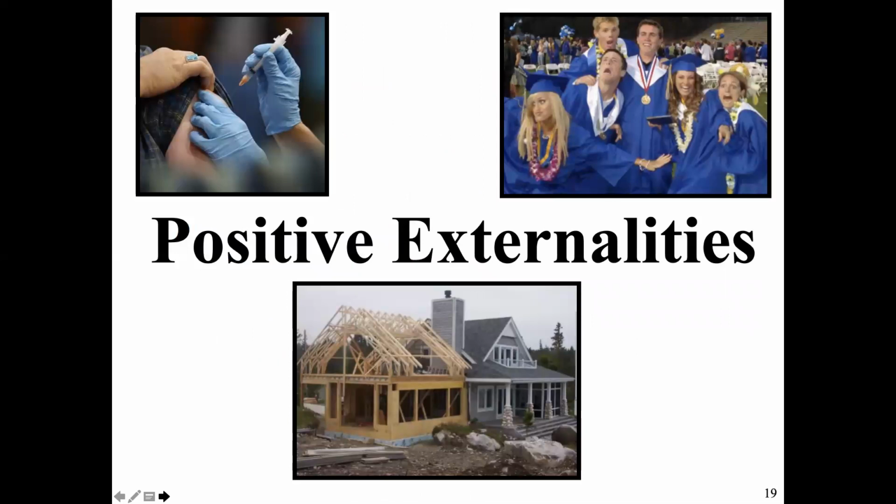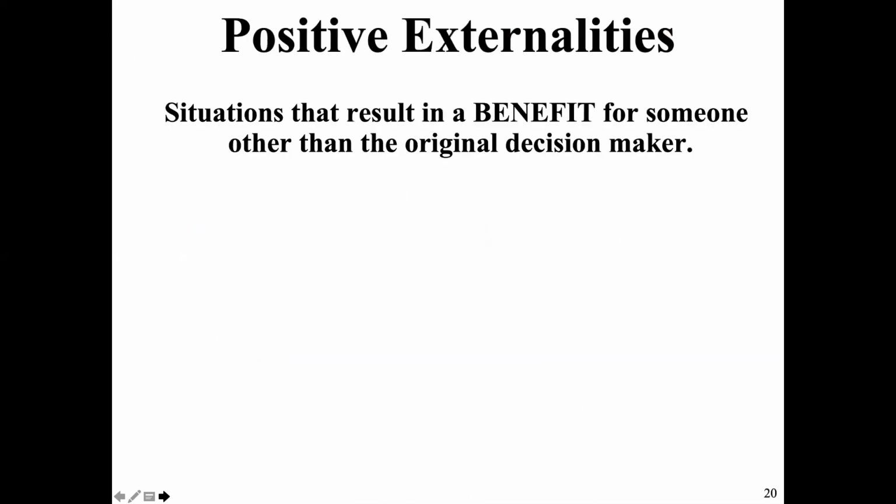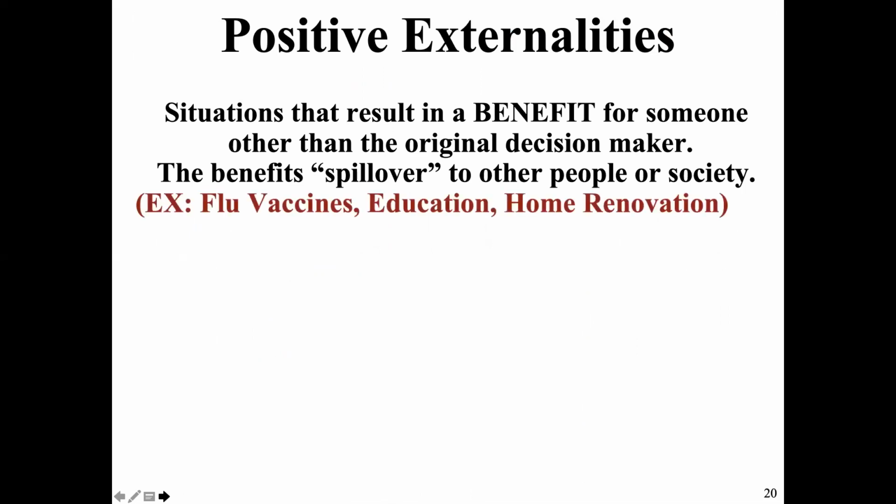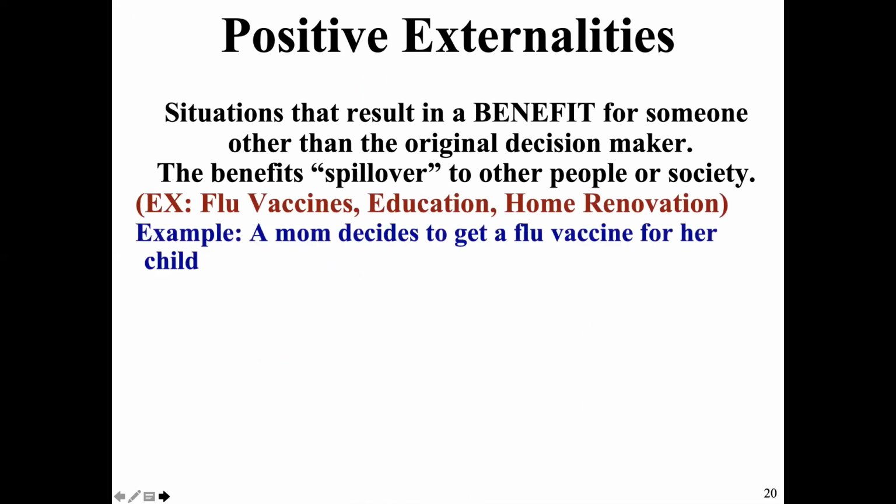Next up, we have positive externalities. So in addition to negative externalities, there are positive externalities. Positive externalities are spillover benefits to society. When there are positive externalities, people outside of that transaction are benefiting. Great examples of this are flu vaccines, education, and home renovation. Let's analyze an individual family's decision to get a flu vaccine. Let's say a mom is deciding if she's going to get a flu vaccine for her child.